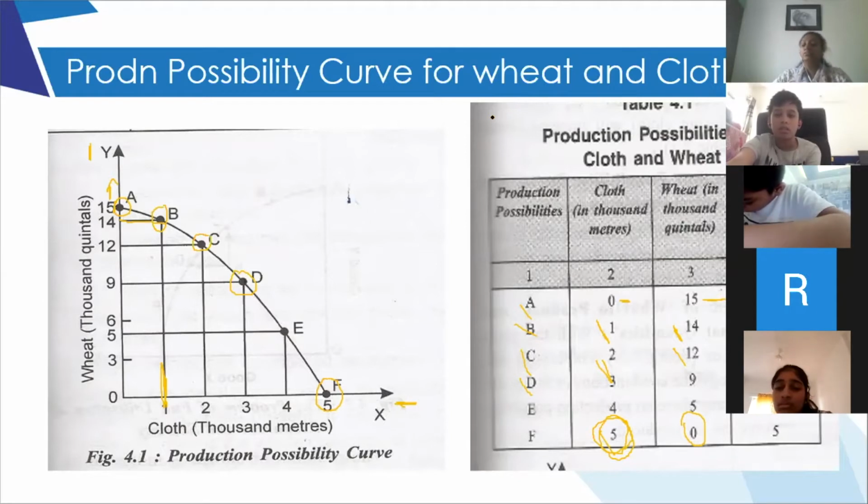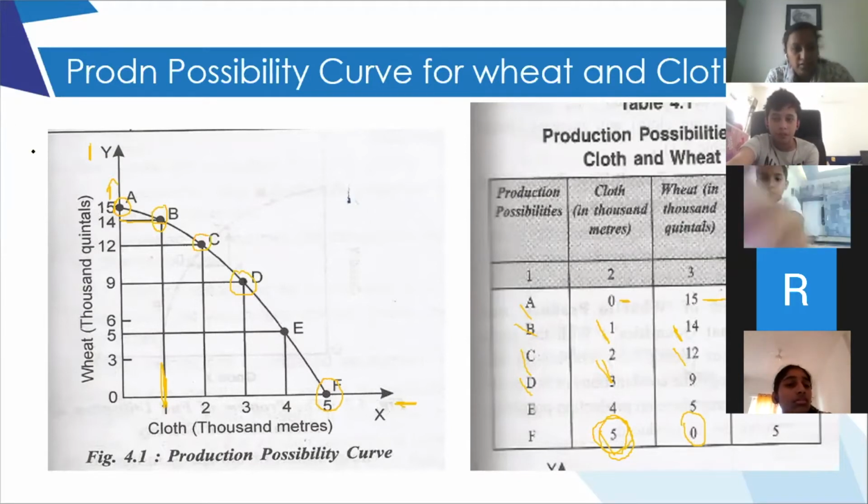Now the second thing that you see in this curve is it is concave. Can you see the slope of this curve? Right, it is concave. You have learned concave and convex lenses in 8th. So it has got a concave curve, right?